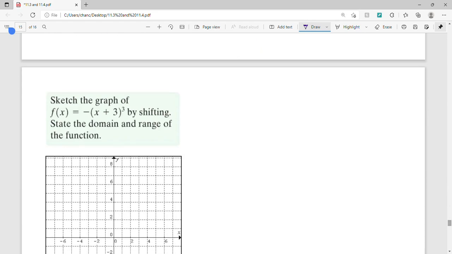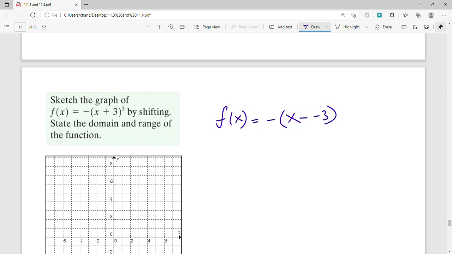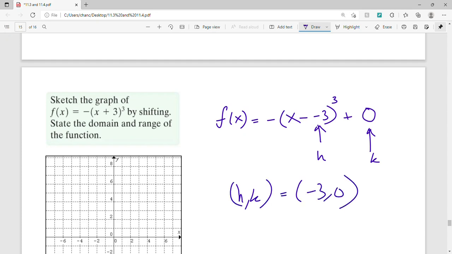This is going to be a similar process. Let's look at our function. Let's rewrite it as a double negative so we don't get confused with h, k for the inflection point. We do have a k. The k is an invisible 0. So the h is a negative 3 and our k is a positive 0. That's the inflection point. H comma k is going to be negative 3 comma 0.